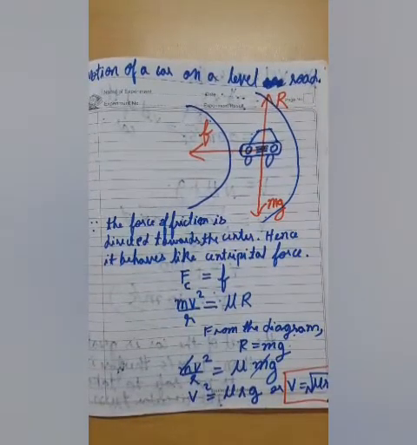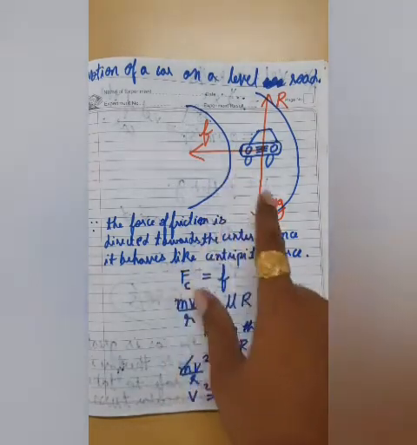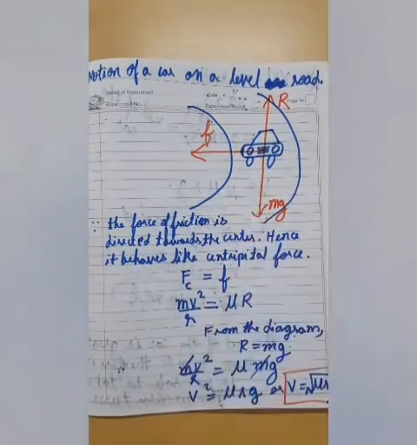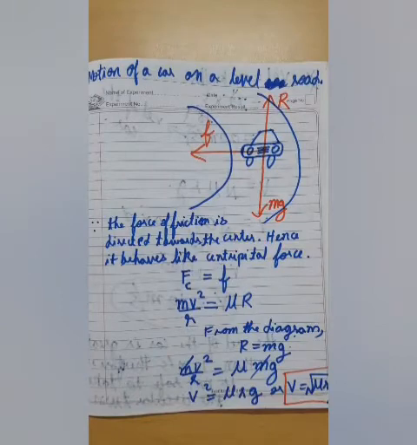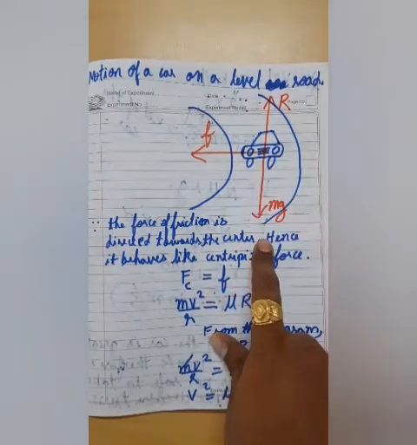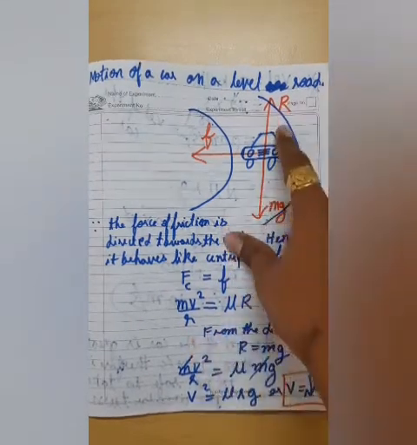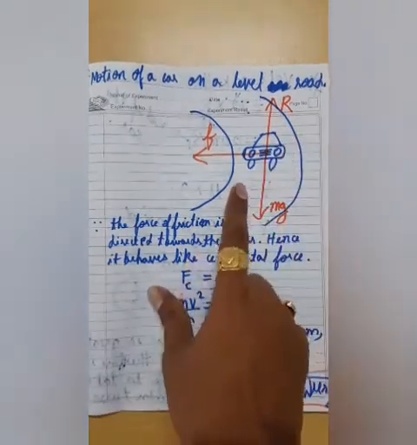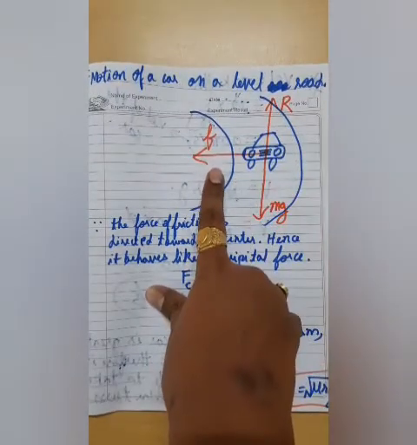Now let us discuss the motion of a car on a level road. So here we have taken a level road on which a car is moving, and when the car is taking the circular turn, the frictional force over there would be behaving as centripetal force. Okay, so for a car, the force mg always acts downward, the upward force is the normal reaction force, and centripetal force is always directed toward the center.